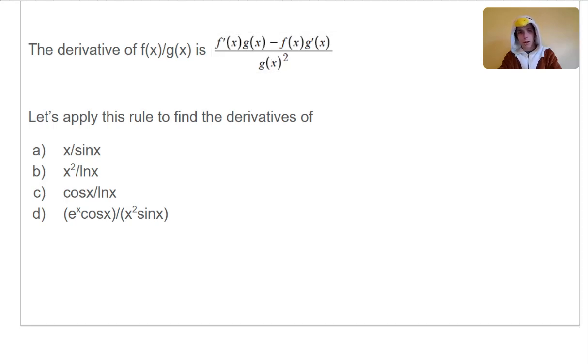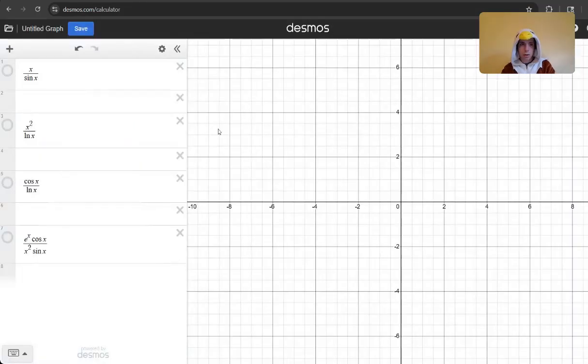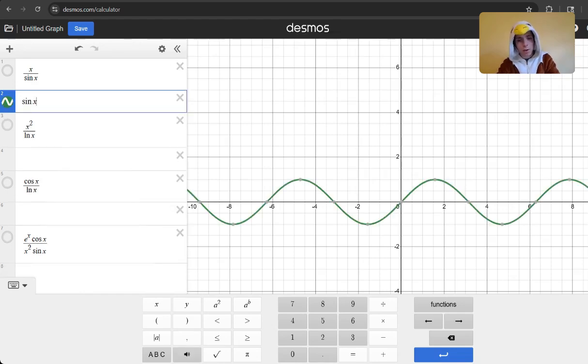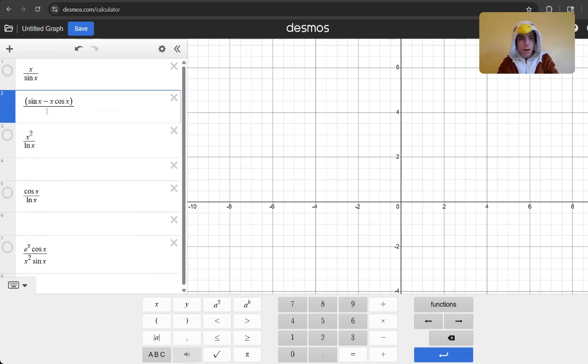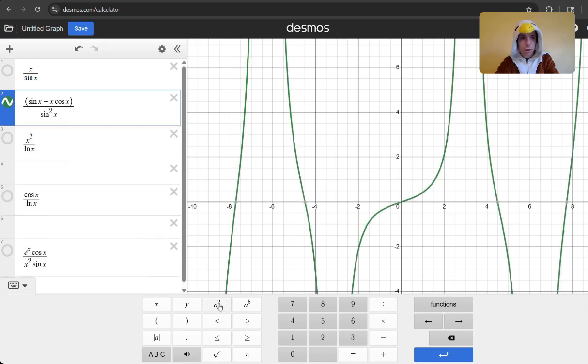Now, let's apply this rule. So we're going to go into the calculator for these. So we start with x over sine of x, and we do sine of x times the derivative of x, which is 1, and then we subtract x times the derivative of sine of x, which is cosine x, so minus x cosine of x, and we divide by the bottom squared, so that's sine squared x, and that's the derivative for x over sine of x.